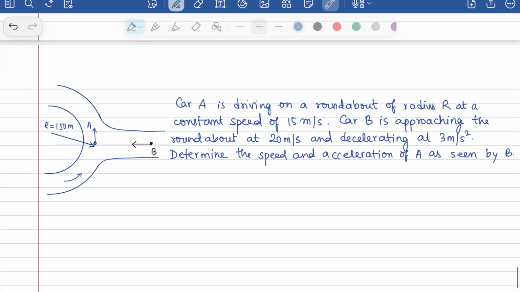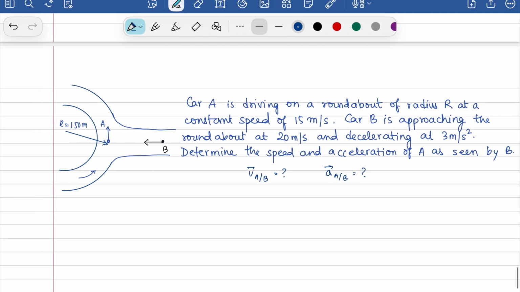Okay, so that is, what is the velocity of A with respect to B, and what is the acceleration of A with respect to B. You can pause the video and try solving this yourself.